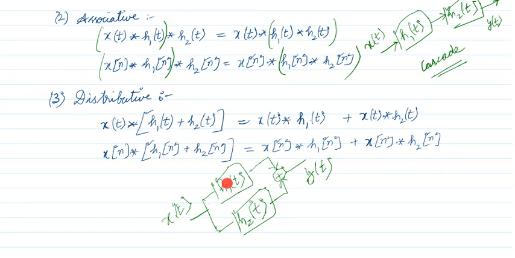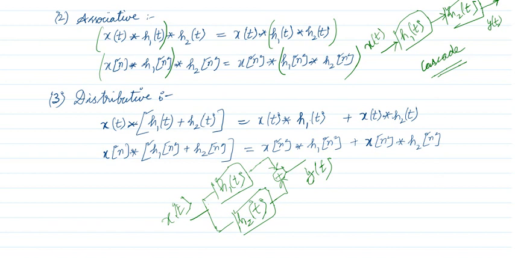Remember, these are two systems. For system 1, the impulse response is h1 of t. For system 2, the impulse response is h2 of t. I can add those two impulse responses, then convolve with x, thereby getting the output. Instead of that, I can convolve x with h1 and process it separately, then convolve x with h2, and then add. This property is called the distributive property. These are the important properties of the convolution operation.